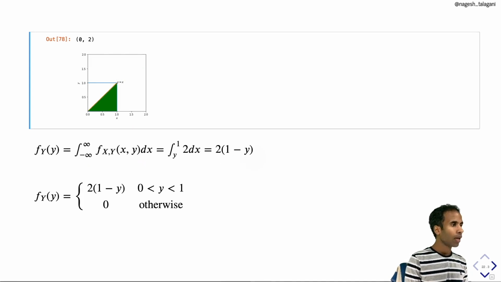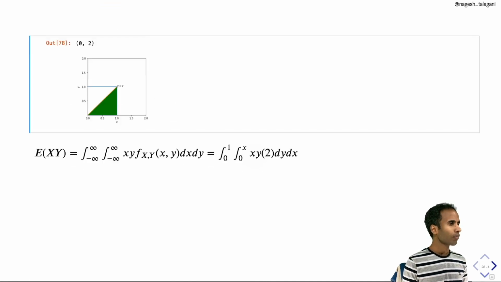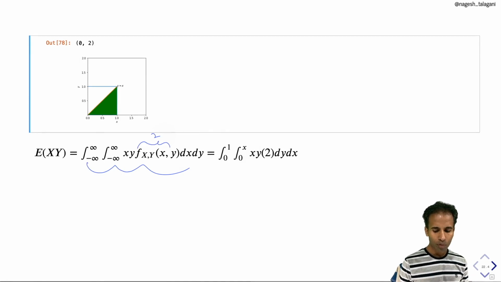Fine. Now let's find out expectation of xy first. Here expectation of xy, we have to perform this double integral. Here joint PDF is 2, okay, and the support is this green shaded portion. So here first y limit is going to be y equal to 0 to y equal to x, and x limit is going to be x equal to 0 to x equal to 1. Okay, these are the limits.